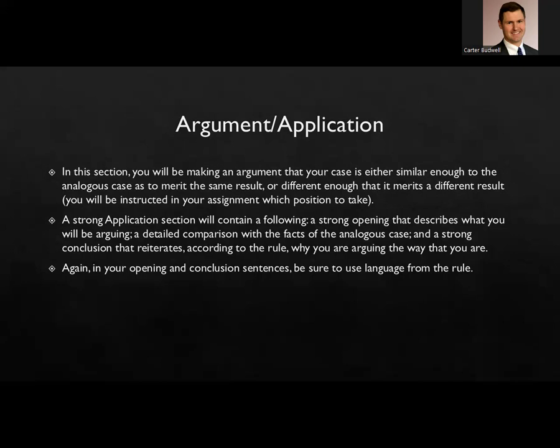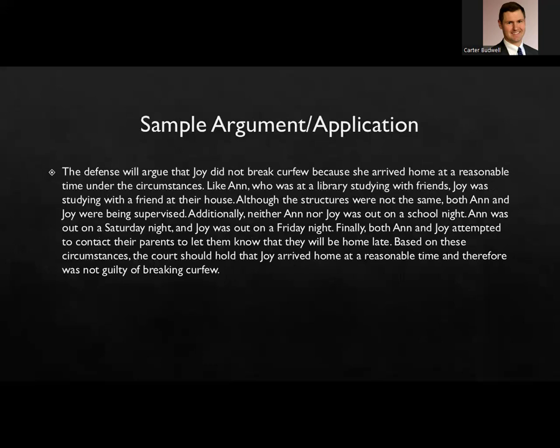Now, a strong application section will contain, and I just realized a typo, the following: a strong opening that describes what you will be arguing, a detailed comparison with the facts of the analogous case, and a strong conclusion that reiterates, according to the rule, why you are arguing the way that you are. Now, again, in your opening and your closing sentences to this, you want to go back to that language from the rule to help show your reader why all of these things are relevant. So let's take a look at this.